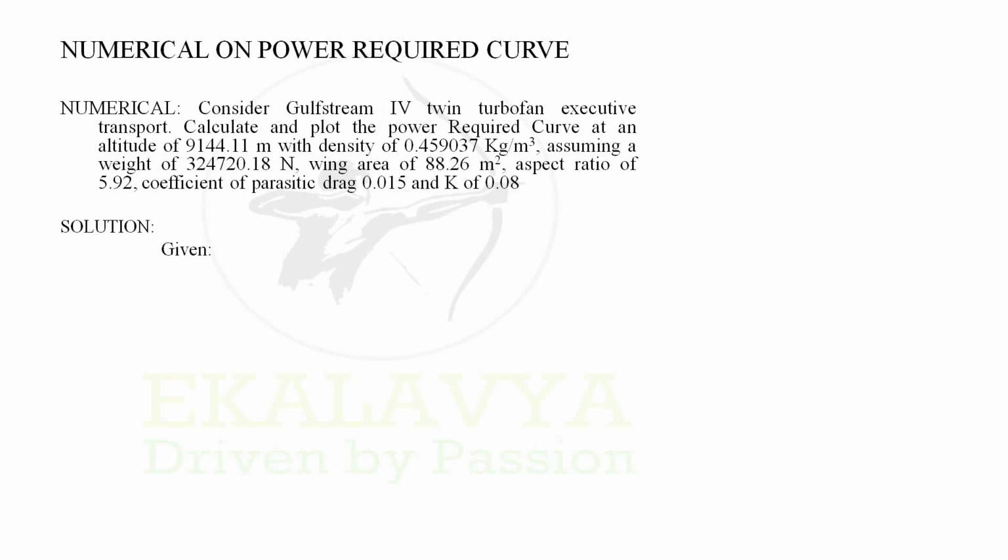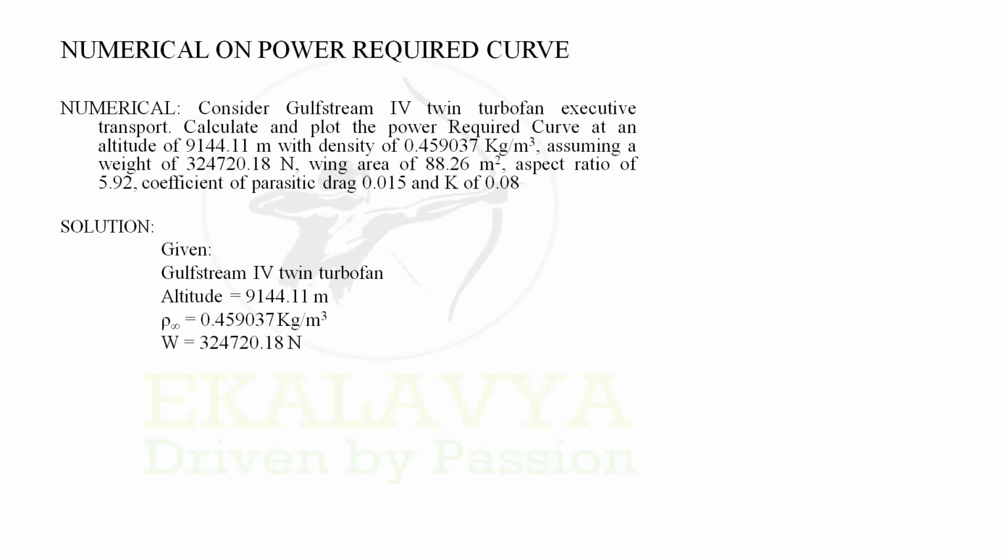Solution. The first step to solve any problem is to extract the given data. From the question, we can extract name of the aircraft as Gulfstream 4 twin turbofan aircraft. Altitude of 9144.11 meter at which the aircraft is flying is given. Usually, altitude is given so that we can search for density of air at a particular altitude. But luckily, in this question, they have shared data regarding density. We can denote density as rho infinity. Rho infinity is equal to 0.459037 kg per meter cube as stated in this numerical.